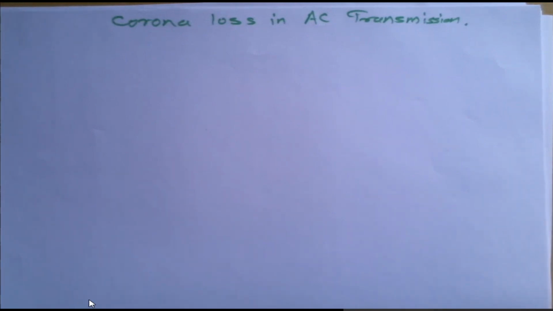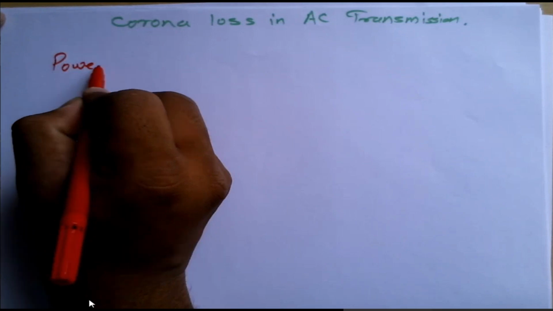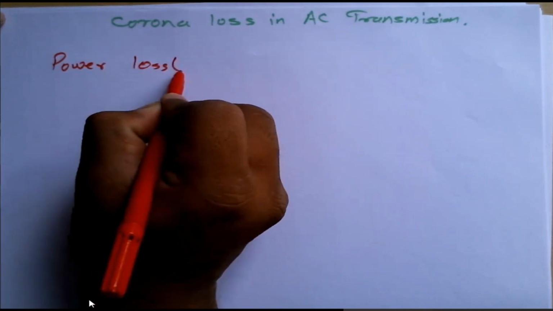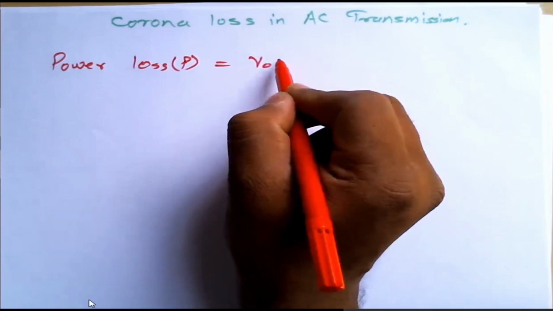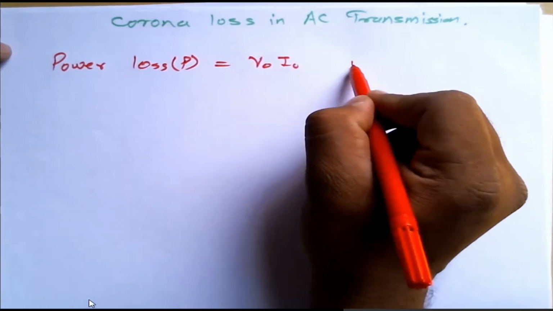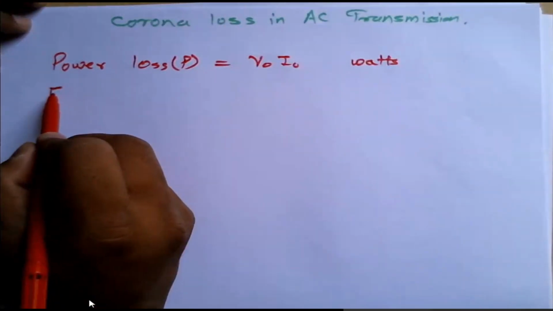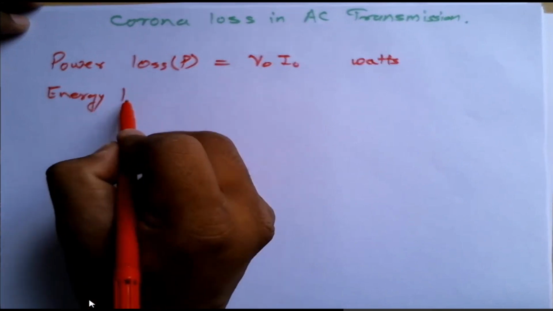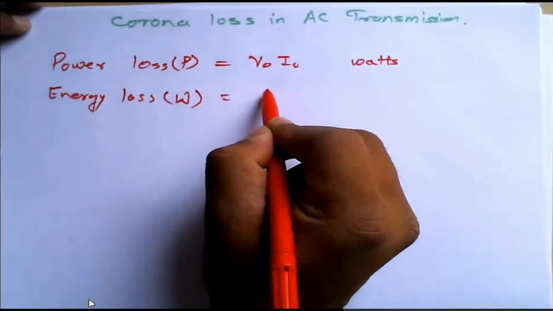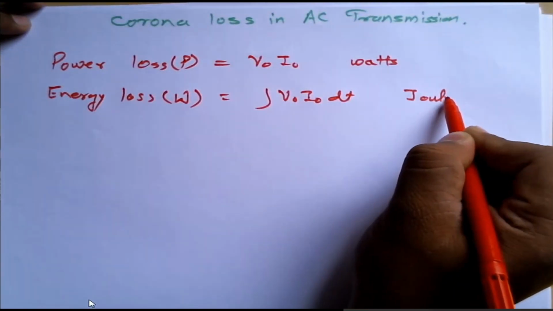So basically, corona is nothing but a power loss, and it is the product of corona voltage multiplied by corona current. If you consider corona loss, let us suppose V0 is the corona voltage, which is obviously greater than the critical voltage, and I0 is the corona current. So we can define power loss P as V0 into I0, and the energy loss, let us denote it by W, is the integration of this power, and it is in joules.